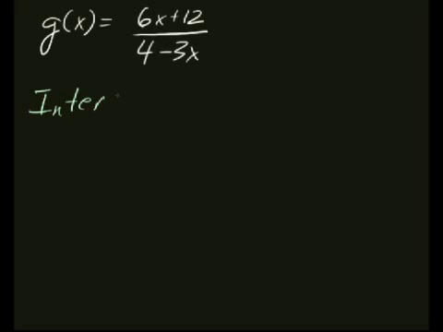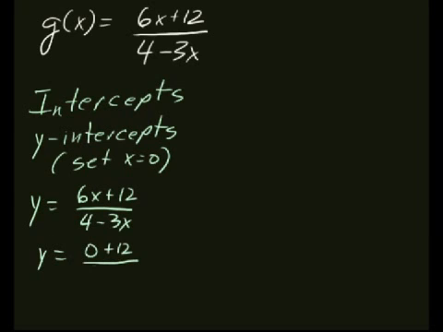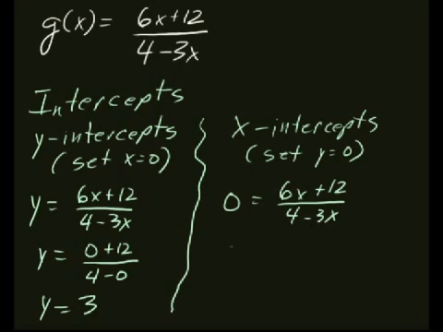To find the intercepts of the function g of x, first I'll find the y-intercept by setting x equal to 0. This eliminates everything except the 12 and the 4. So 12 divided by 4, it looks like my y-intercept is going to be 3, or in other words, 0, 3 is the point. My x-intercept, I'll set y equal to 0. Cross multiply and the denominator disappears. Subtract 12, divide by 6. X equals -2, or in other words, -2, 0.